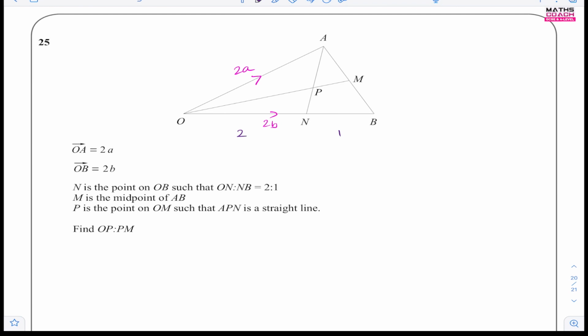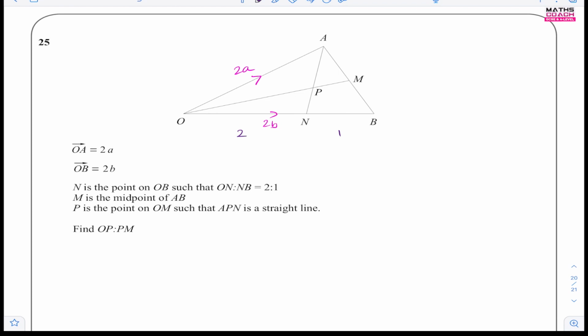And we are told that M is the midpoint of A to B. Is A to B right there and M is in the middle, which means that this is exactly half of the full AB. And we are told that P is on the point O to M such that APN is a straight line. So APN is a straight line. So this is all the information that we've been given. And we've been told to find the ratio of O to P, P to M right there. So where do we begin with a question like this?